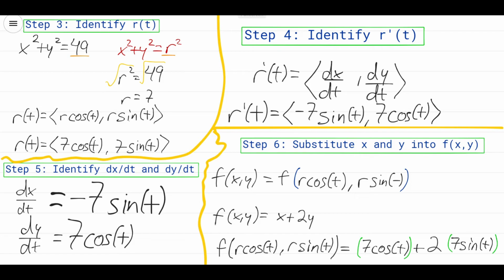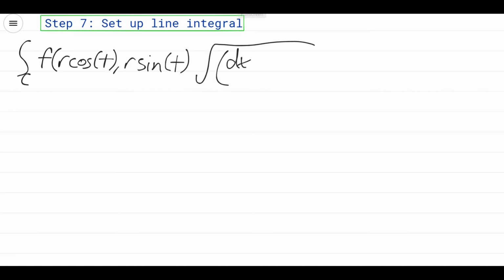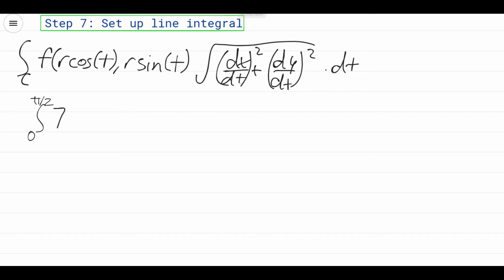Now let's plug this all into the line integral. So now let's set up this line integral. So keep in mind that our line integral formula is f of r cosine t, r sine of t, and then the square root of dx over dt squared plus dy over dt squared, times dt. So now we're going to plug in everything we have. We already solved for f of r t. We know our bounds are 0 to pi over 2.